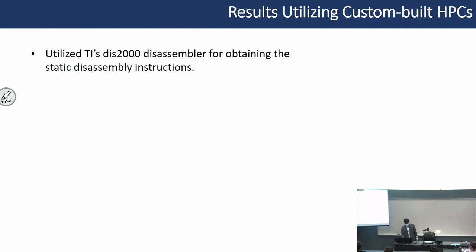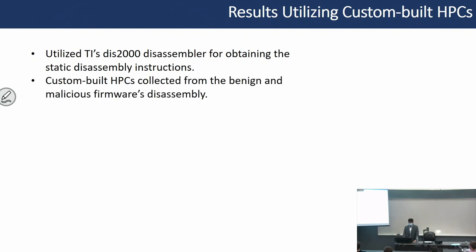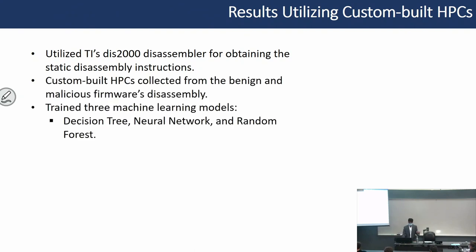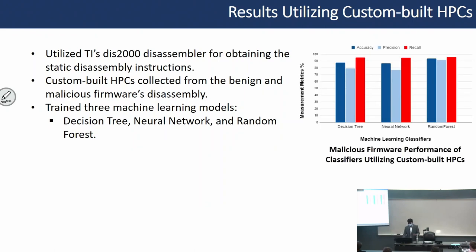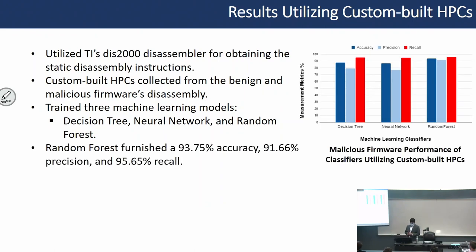So, results using custom-built HPCs. We utilized TI's DIF2000 disassembler for obtaining this static disassembly. And we trained three machine learning models: decision tree, neural network, and random forest. These are our results. And as you can see, random forest performed the best among all three.